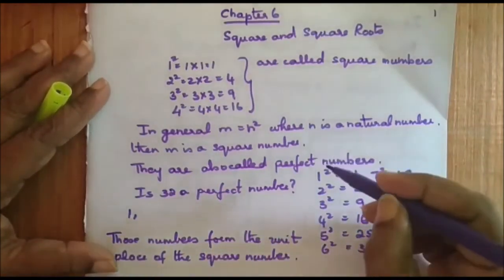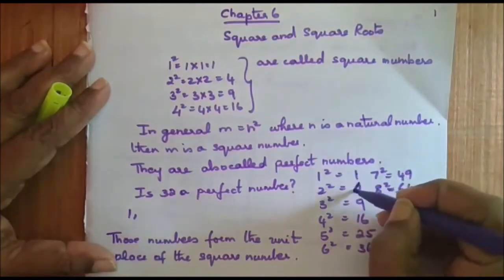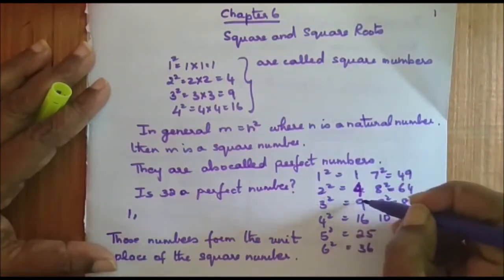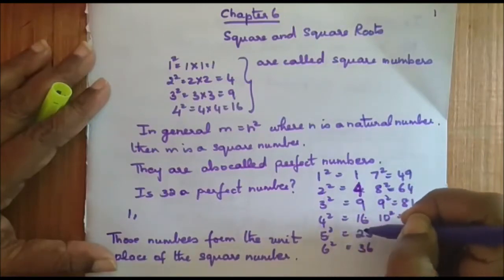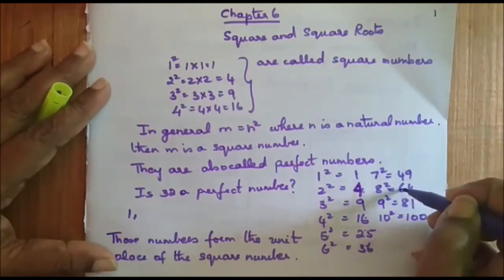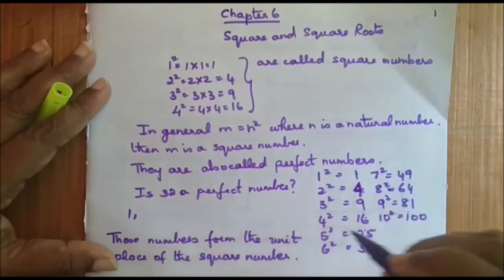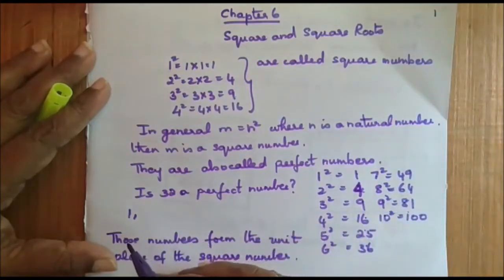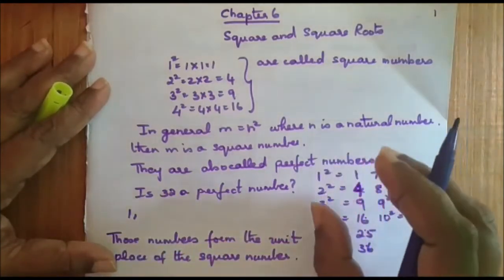Now let us take these numbers. 1 squared is 1, 2 squared is 4, 3 squared is 9, 4 squared is 16, 5 squared is 25, 6 squared is 36, 7 squared is 49, 8 squared is 64, 9 squared is 81, 10 squared is 100. These are the square numbers from 1 to 10. Now, in this we can see a pattern.